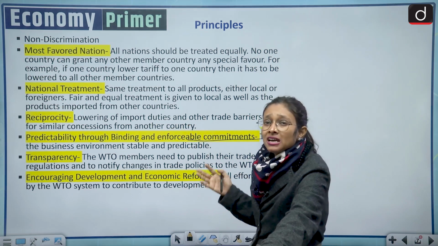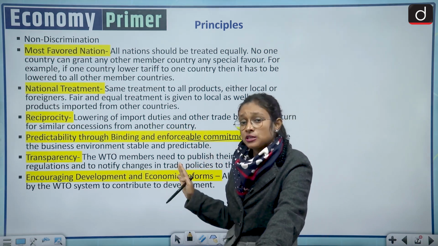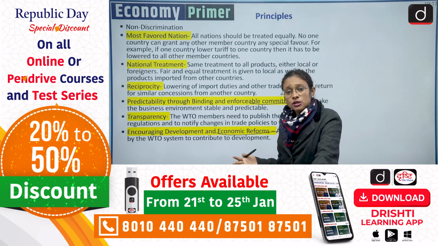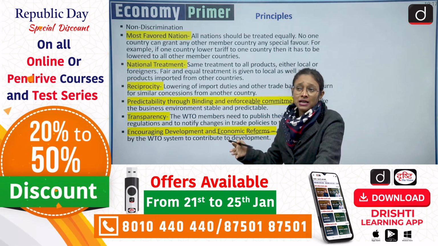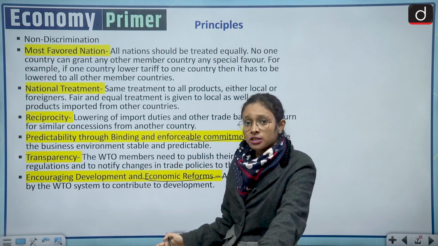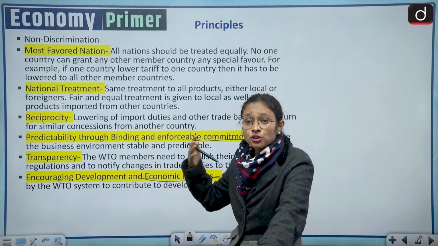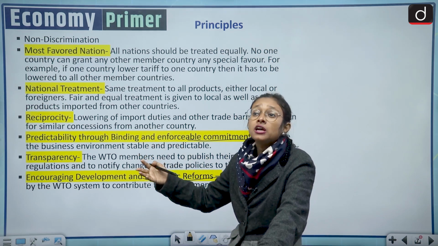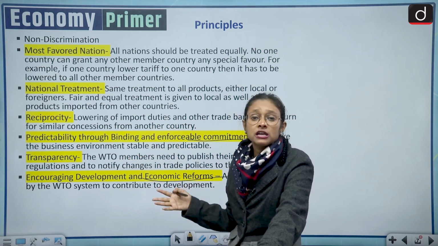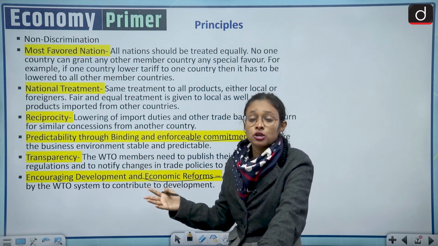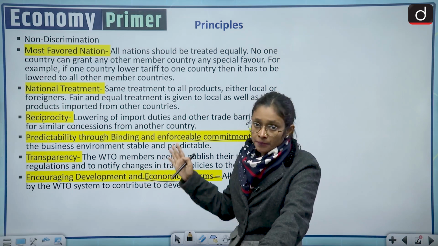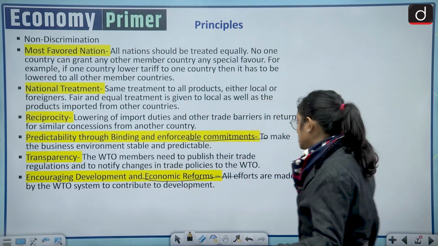Transparency is needed because GATT lacked transparency. So that's why transparency was needed. And encouraging development and economic reforms, because with time economic reforms are the need of the hour. In the pandemic we have seen that a few countries needed economic reforms, and in fact the whole world needed economic reforms. Then we have this Russia-Ukraine war, and its impact can be seen throughout the world, especially on the European countries. Because of all these war-like situations, we need economic reforms: how to boost our economy, how to boost the domestic economy, how to preserve the economy. So that's why this is a principle of the World Trade Organization.